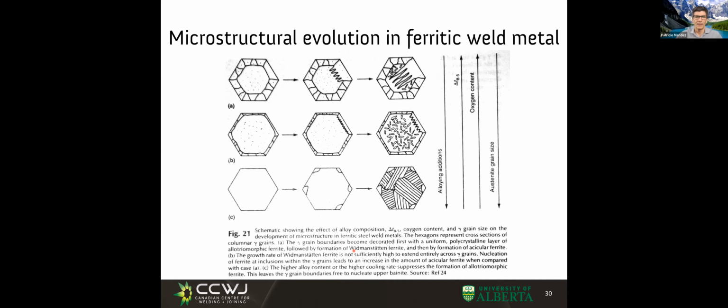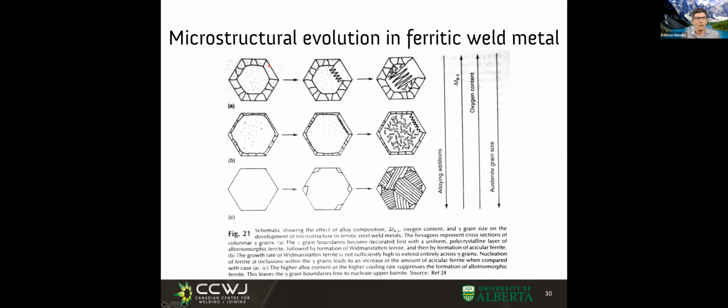So let me show you, this is a classic schematic. These hexagons represent the primary austenite grains, right? So the hexagons in steel metallurgy are the primary austenite grains. They are not hexagonal, to be clear, right? But they're more or less equiaxed. So people put a hexagon. It's not that far off. It's more or less equiaxed.